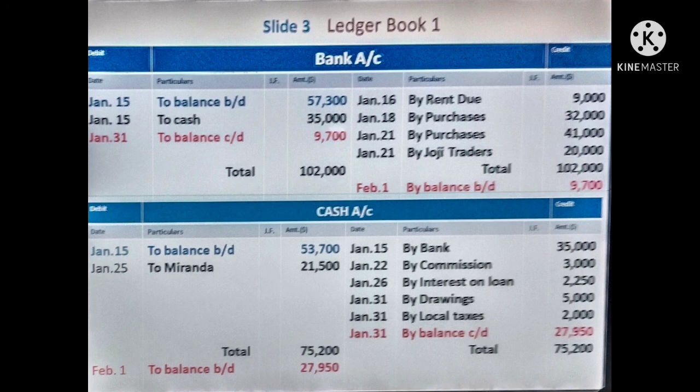Cash account can have only debit balance because what comes in is shown in debit side and what goes out on credit side. The opening balance plus what comes in should be larger sum. What goes out can never be more than opening balance and what comes in.